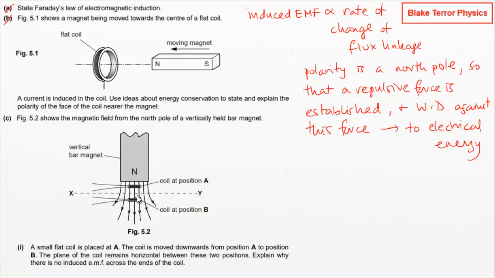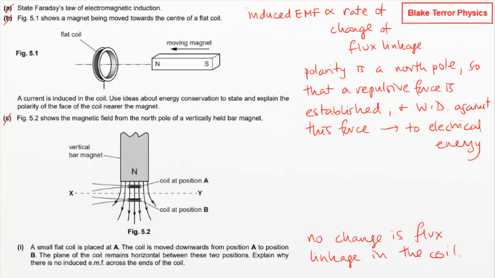Well, you can see it from the picture here. We've got these 3 lines linked to the coil when it's in position A. We've still got the same 3 field lines when we're at position B. And as we said in part A, we need a change in flux linkage in order to induce an EMF. So we can just say here there is no change in flux linkage in the coil.